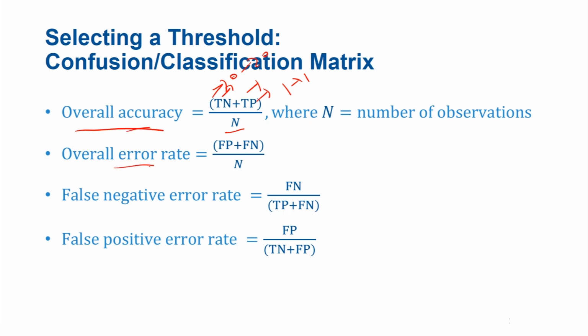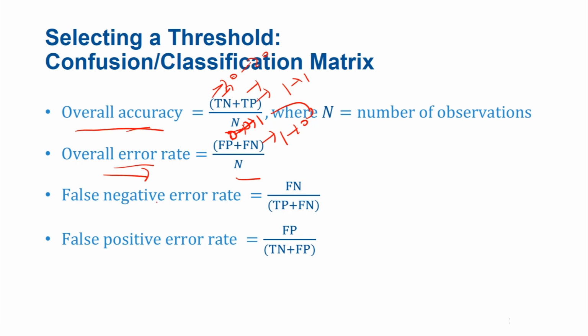Similarly, overall error rate. False positives, those are zeros that are incorrectly classified as ones, and false negatives, those are ones that are incorrectly classified as zeros. So both are inaccurate classifications, divided by the total number of observations. So this is our overall error rate.